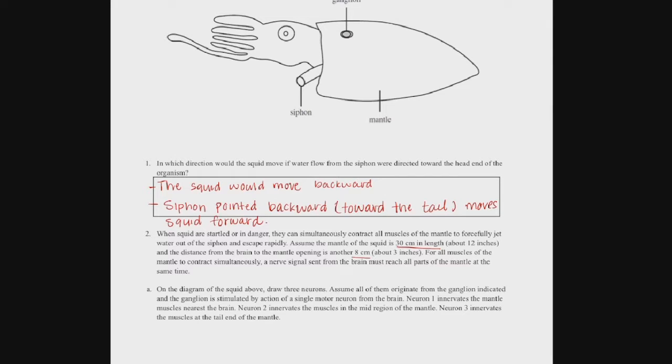On the diagram of the squid above, draw 3 neurons. Assume all of them originate from the ganglion indicated and the ganglion is stimulated by action of a single motor neuron from the brain. Neuron 1 innervates the mantle muscles nearest the brain. Neuron 2 innervates the muscles in the midregion of the mantle, and neuron 3 innervates the muscles at the tail end of the mantle.